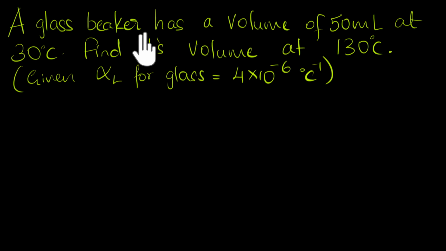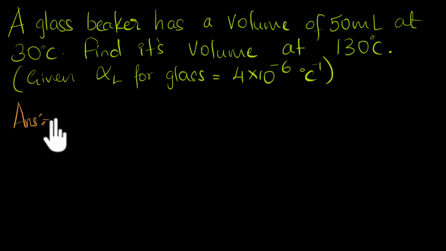A glass beaker has a volume of 50 ml at 30 degrees Celsius. Find its volume at 130 degrees Celsius, given the linear expansion coefficient for glass is 4 times 10 to the minus 6 per degree Celsius. Pause the video, see if you can try and solve this yourself first, and then we'll solve it together. Alright, let's do it.